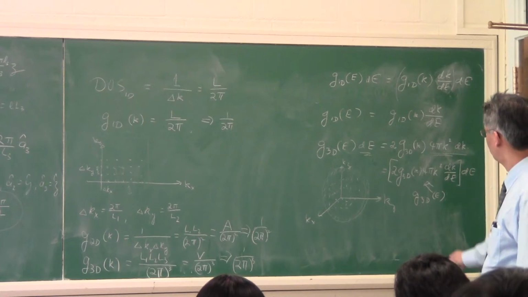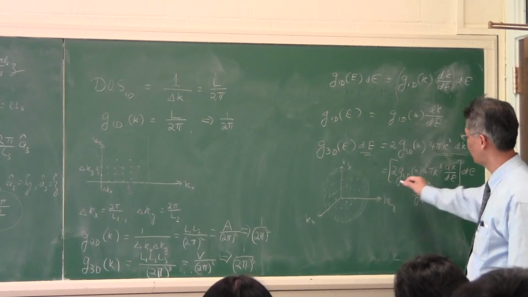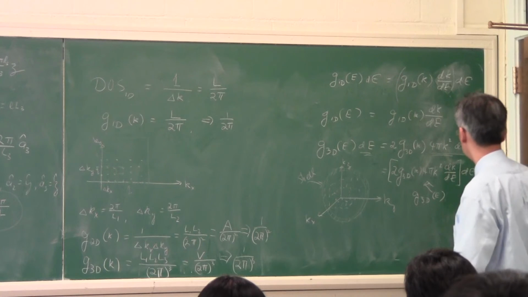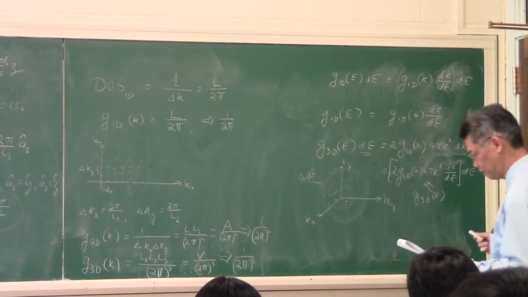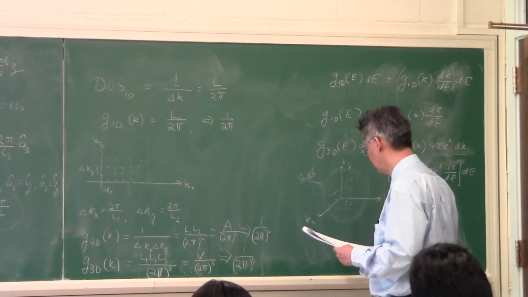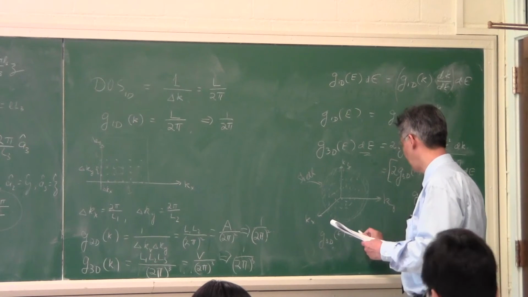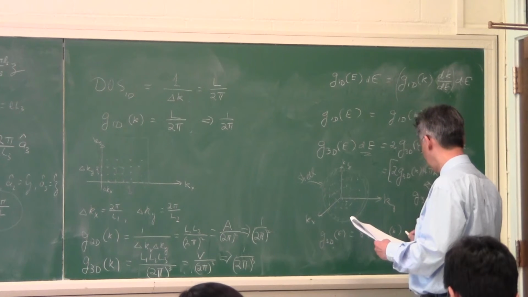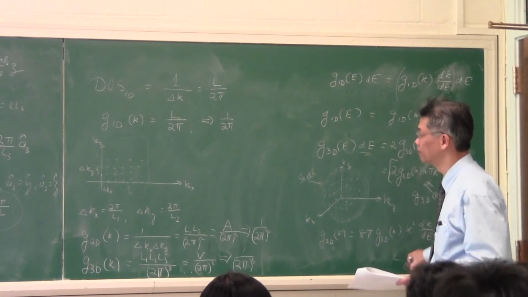So that's how you change from K space to E space. You take the 3D density in K space, multiply by 4 pi K squared times delta K. That gives you the same volume in the shell. Then multiply by 2, taking into account the fact that you have 2 electrons per state. And then you will have this formula: g3D(E) is equal to 8 pi g3D(k) K squared dk over dE.